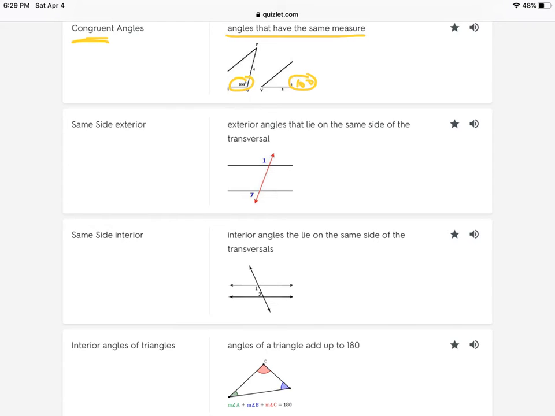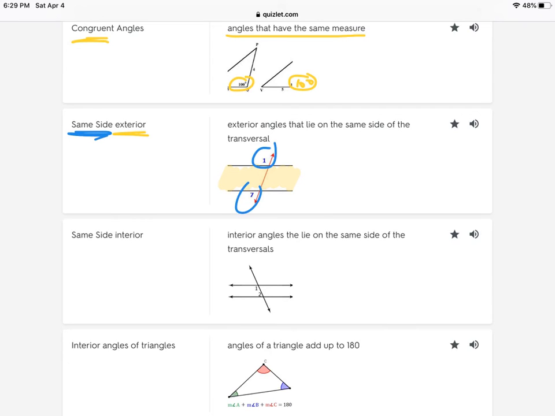Okay, same side exterior. So exterior means on the outside or exiting. I always like to look at the inside of the parallel lines. This says same side exterior. So they're on the outside of the parallel lines, but they are on the same side. See how they're on the same side of the red line? Exterior angles that lie on the same side of the transversal are called same side exterior.